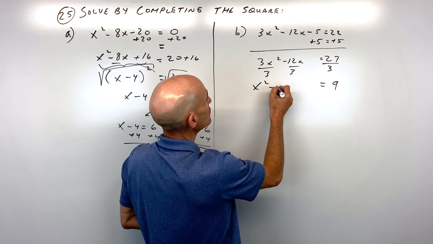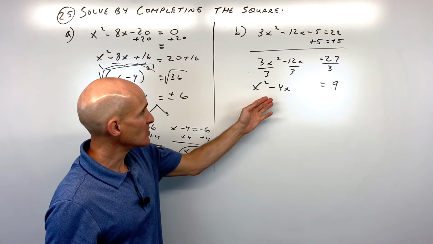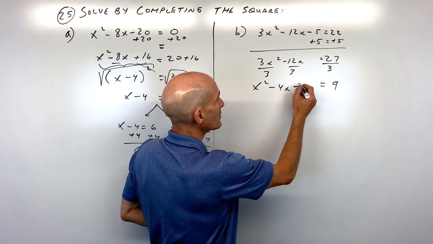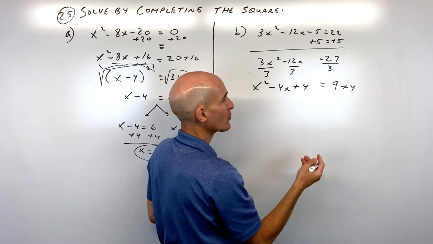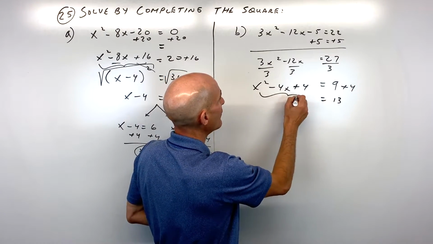So here we have x squared minus 4x. And now we just have to get to completing the square. So we say half of -4 is -2. -2 squared is 4. If I add 4 to the left side, I have to add 4 to the right side to keep it balanced. This is equal to 13. And now we can factor this.